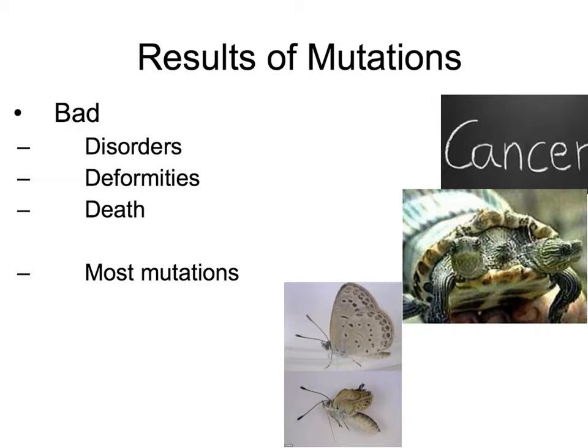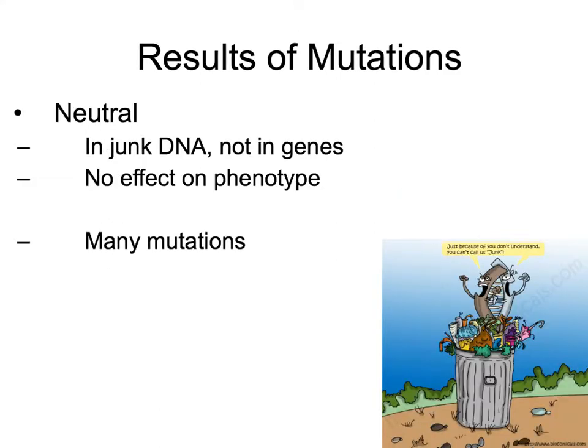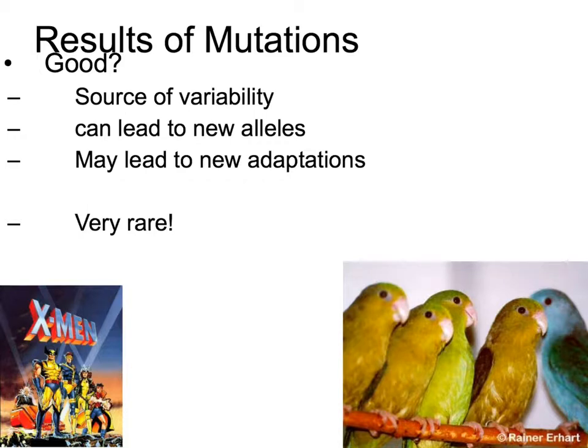Most mutations are negative. Remember, if you mess with a gene, you mess with a protein. Without a functioning protein, traits are affected, disorders, deformities, and even death can occur. Mutations that occur in the junk DNA are often neutral. They have no effect on phenotype because that area of the DNA does not code for anything. Many mutations are neutral. Some mutations are positive or can be good. This is our ultimate source of variability, where new variations or alleles come from. However, this is a very rare event.